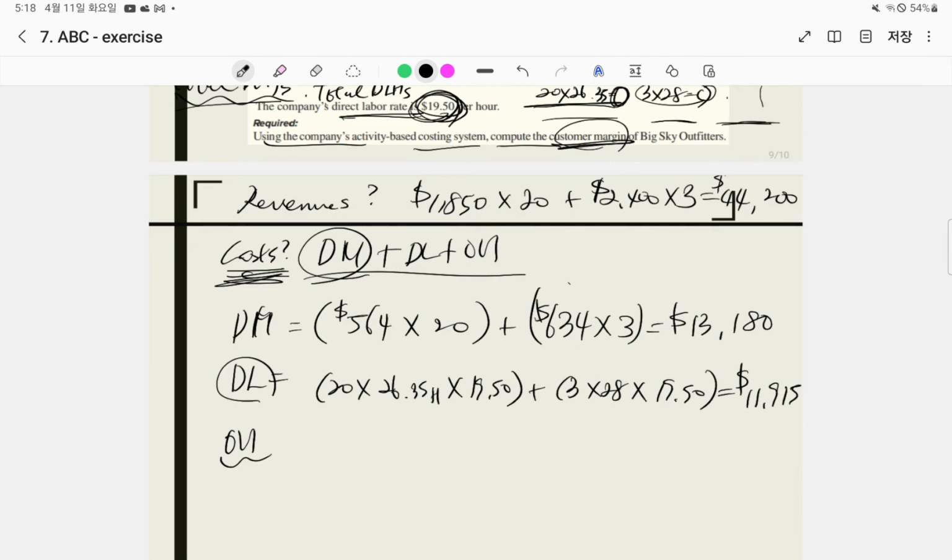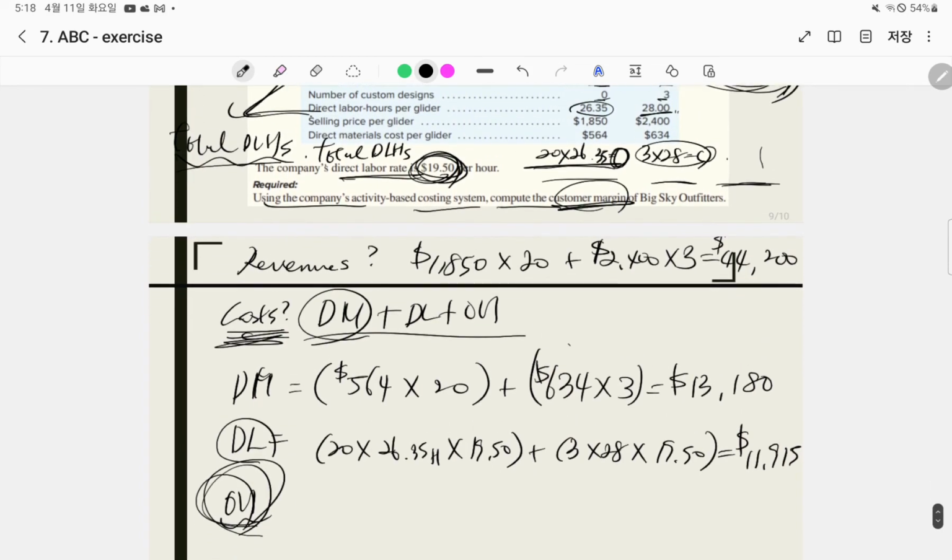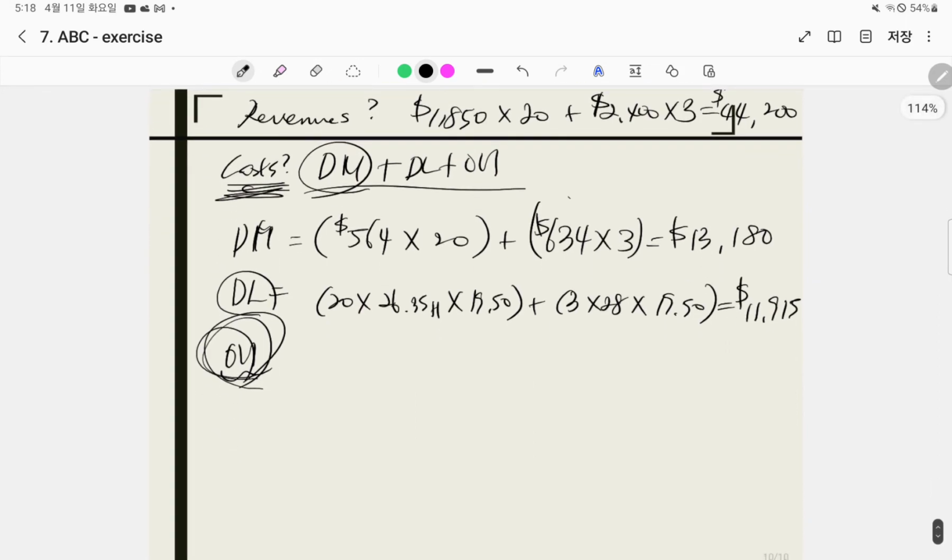So why do we learn activity-based costing? To allocate overhead, right? So going back to the traditional costing, we utilize the predetermined overhead rate and the allocation base to allocate overhead, right? So same here. We use activity-based costing to allocate overhead to cost objects. So let's allocate the overhead.